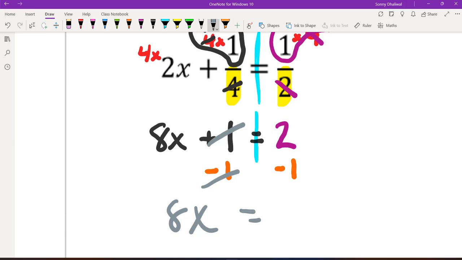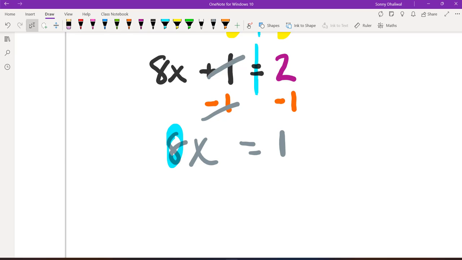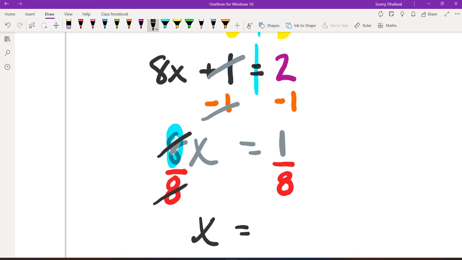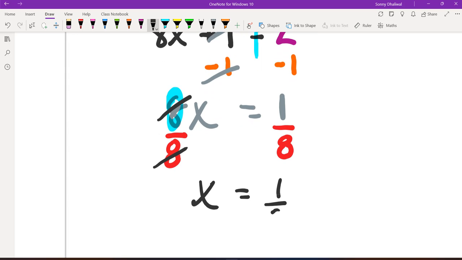And what do we have on the right-hand side? Jake? 1, thank you. Now we still have this 8 sitting here. How do we get rid of this 8? Division. This is 8 times x. Opposite of timesing, dividing. Divide by 8. When you're multiplying and dividing, everything gets divided. Right? So the 8's are gone. You're left with the x. And the answer is just 1 over 8. And that's it.